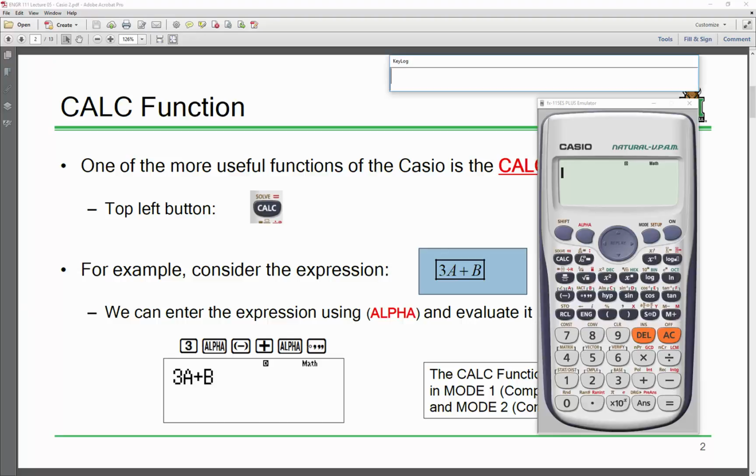So the way that works is I'll bring the calculator up. The first thing we want to do is actually program the expression into the display, and it's pretty basic.